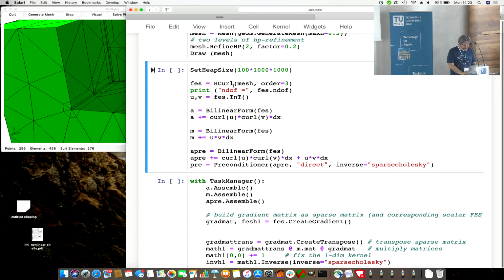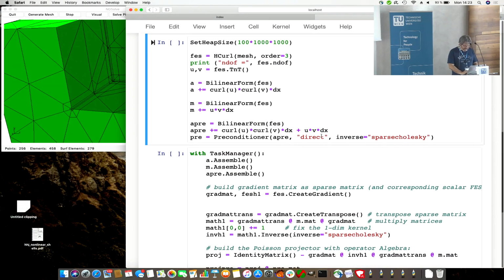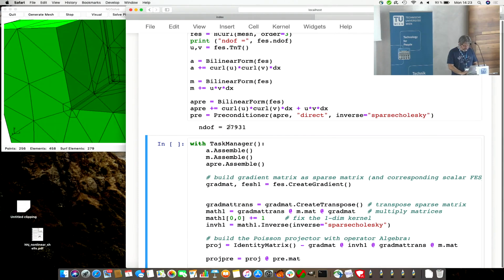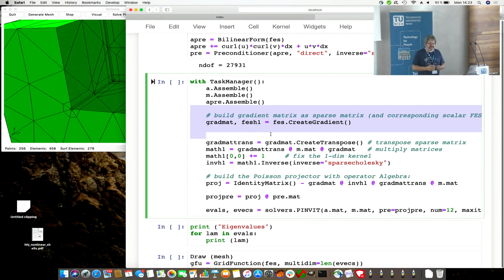Okay, what we do here, H-curl space, A bilinear form, M bilinear form. Again, we have the preconditioner. The preconditioner should be for the shifted problem, so we need a regular matrix here. We have 30,000 unknowns. Okay, so as I mentioned before, the H-curl space is always related to an H1 space on the left and H-div space on the right. We can ask the H-curl space, what is your matching scalar H1 space? If you have variable order in the H-curl, the H1 has variable order as well. And it also provides us the gradient matrix.